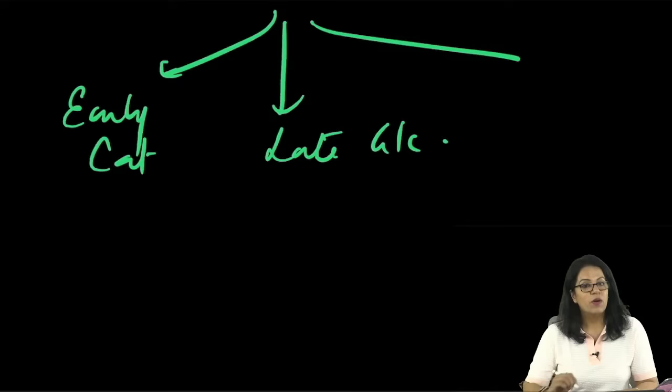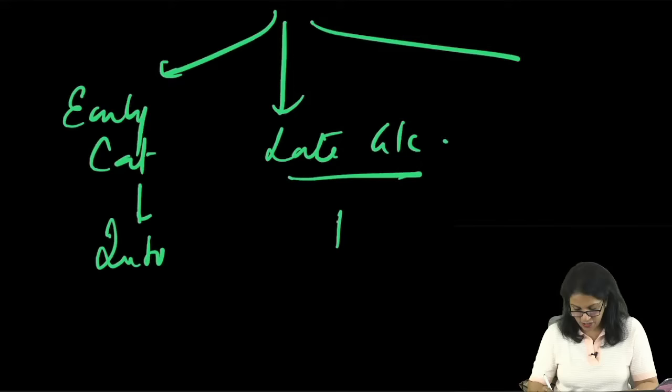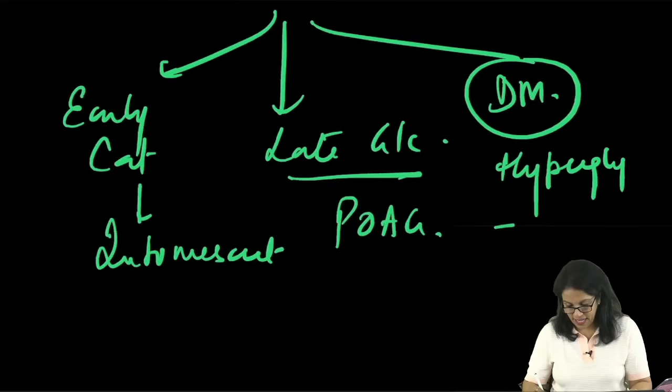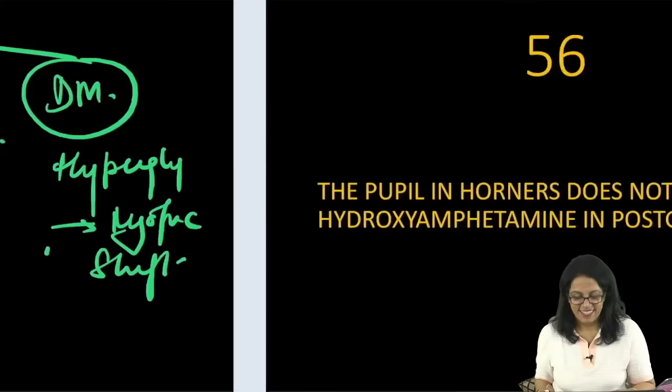Okay, so early cataract is intermittent, late stage of primary open angle glaucoma, and what was the third cause, you remember? Diabetes. It is not diabetic cataract, it is diabetes itself, where if there is hyperglycemia, there will be myopic shift, okay, and in hypoglycemia, it will be hypermetropic shift. Okay, next point.